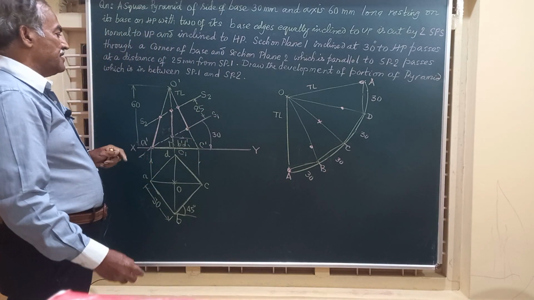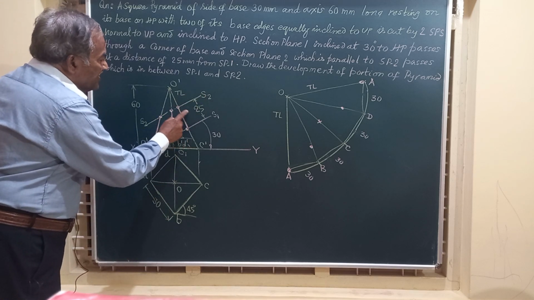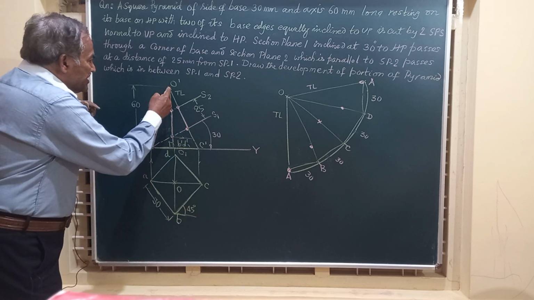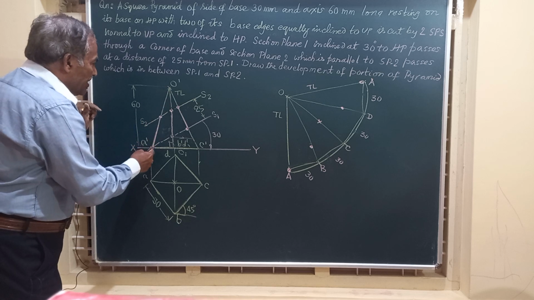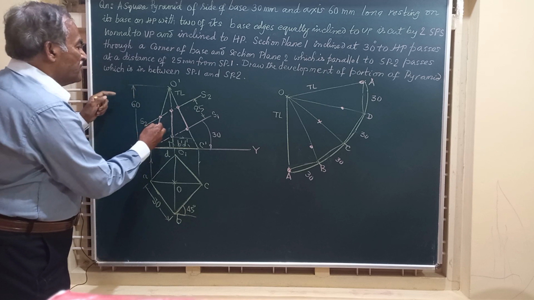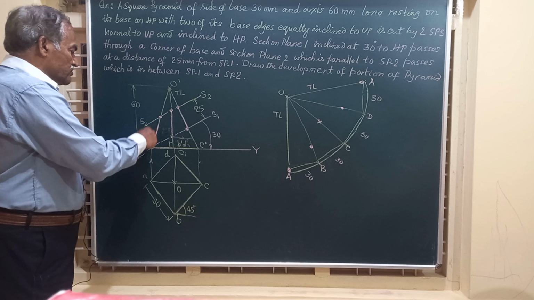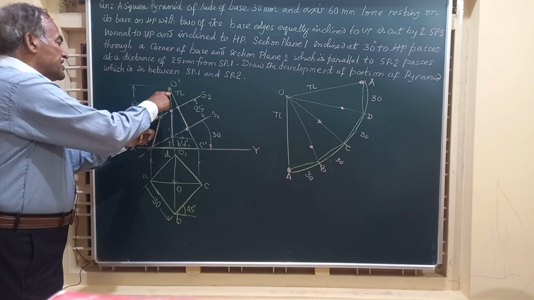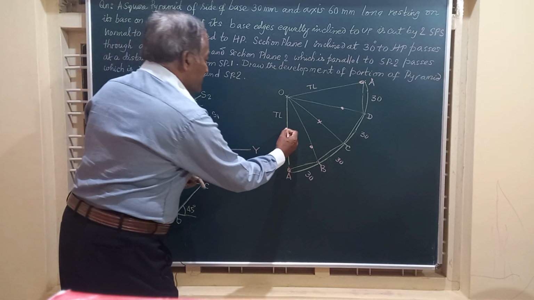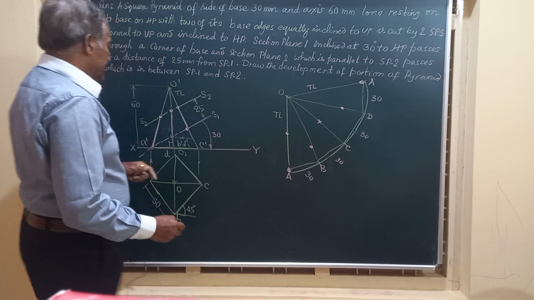Similarly, if you consider the section plane 2 2, which is at a distance of 25 millimeter, let us see where all it is cutting. It is cutting slant edge OA, that's O dash A dash, at this point. And this is also true length. You can take it straight from this, or shift it there and get it. Since OA is also true length, you can take O dash A dash and mark it on OA, a point there.